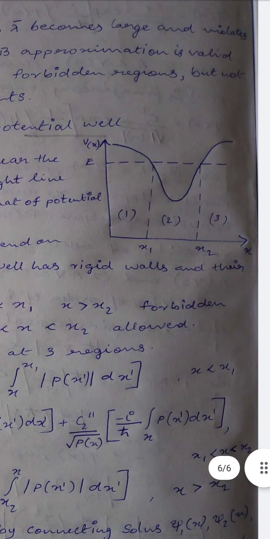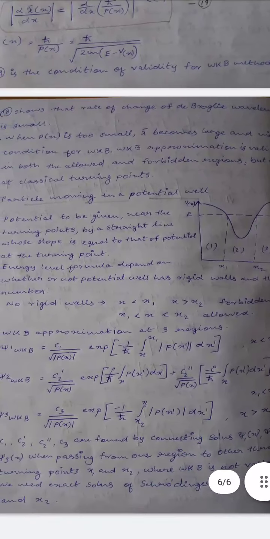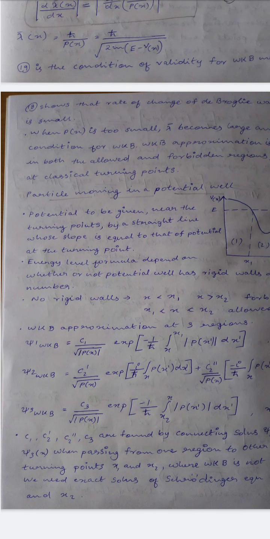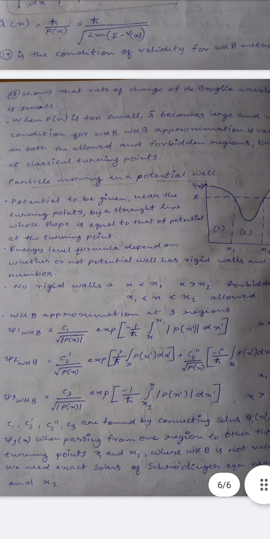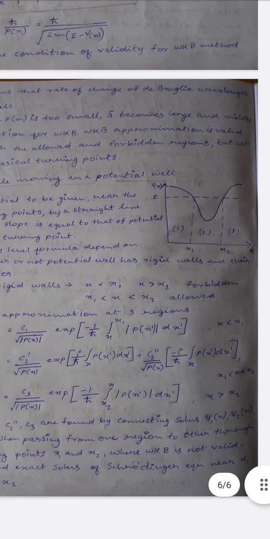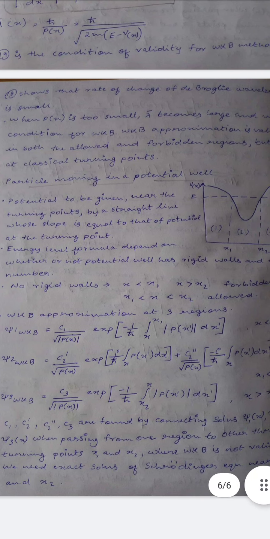Here x1 and x2 are the turning points. We have made an approximation that the potential near the turning points x1 and x2 is given by a straight line whose slope is equal to the potential gradient at that point. The energy level formula depends upon whether or not the potential well has rigid walls and their number. We consider a potential well with no rigid walls.